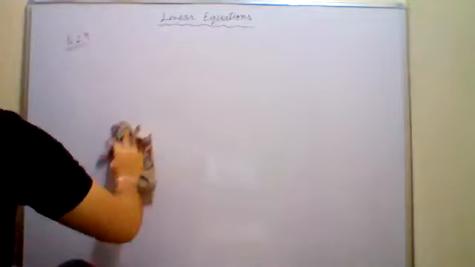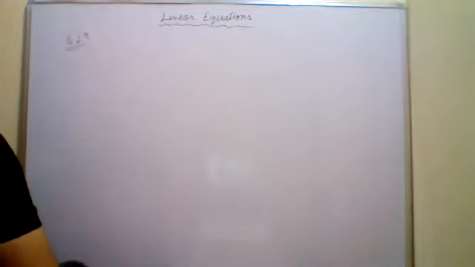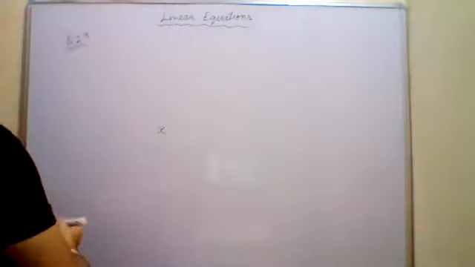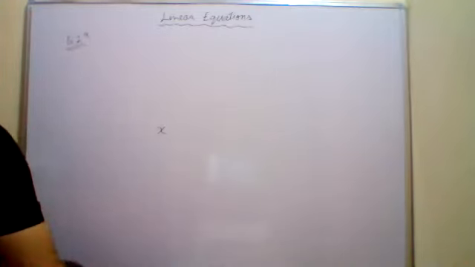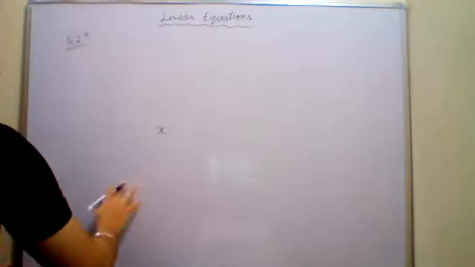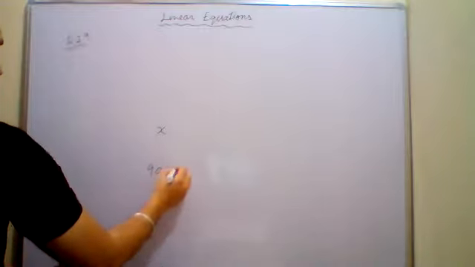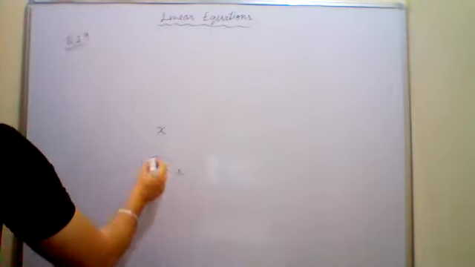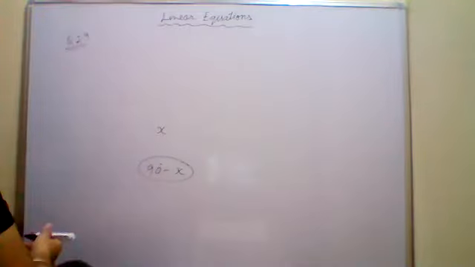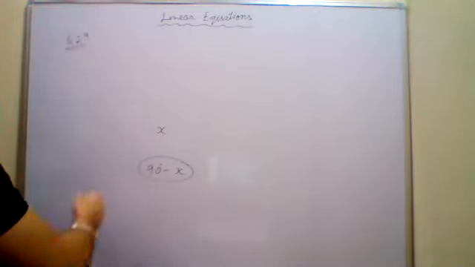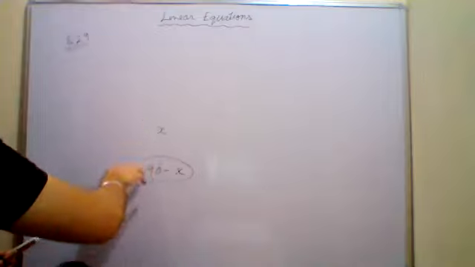If the first one is x, what will be the second one? Correct, 90 minus x. How are you getting the second one? You are subtracting x from 90.